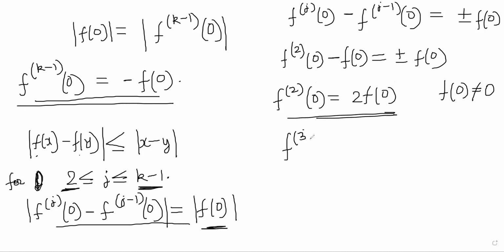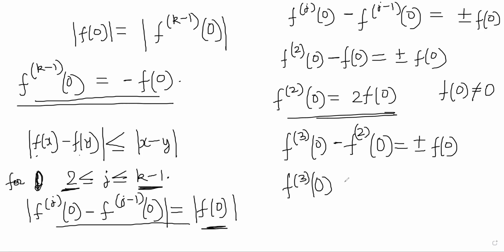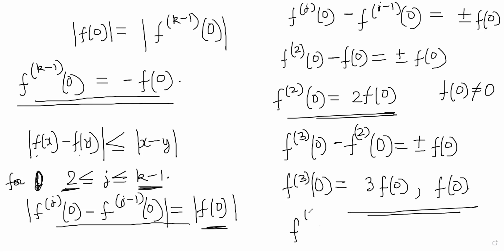Similarly, f of 3 of 0 minus f of 2 of 0 is equal to plus minus f of 0. So f of 3 of 0 will be f of 2 of 0 plus f of 0, so either 3 f of 0 or f of 2 of 0 minus f of 0, so f of 0, right? Similarly, you can show that f of 4 of 0 will be equal to either twice of f of 0 or 4 times f of 0.